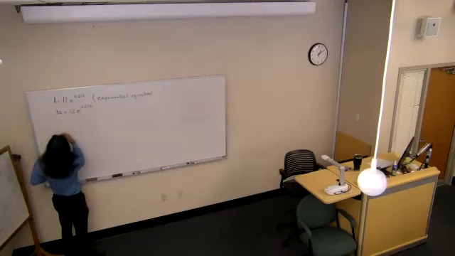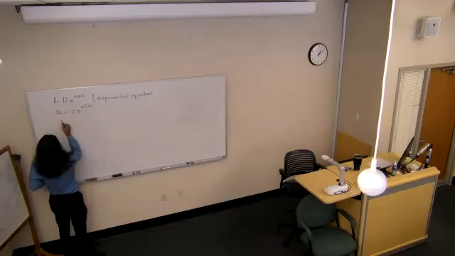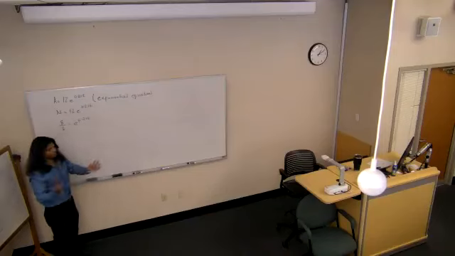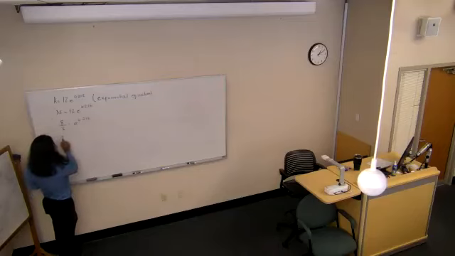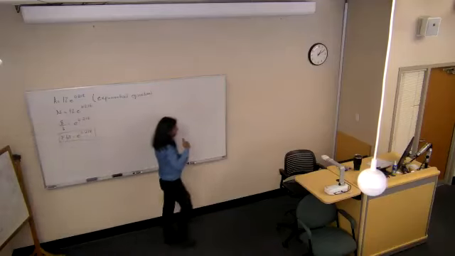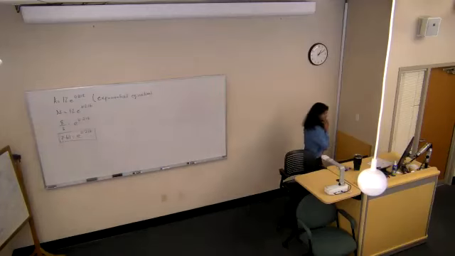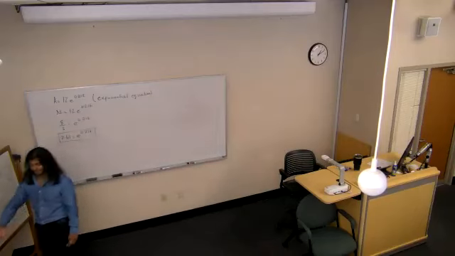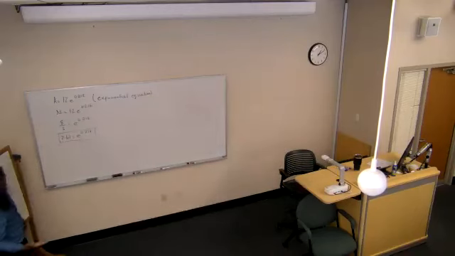Divide by 12 on both sides, and that would give you 8 over 3. I just simplified it. You can simplify this further: 2.67 equals e raised to 0.216. That equation has exponentials in it, so it is an exponential equation. Take notes, don't take pictures of things.